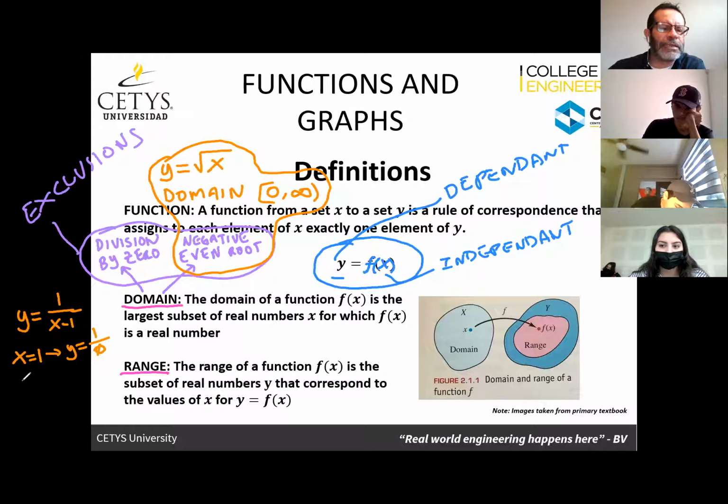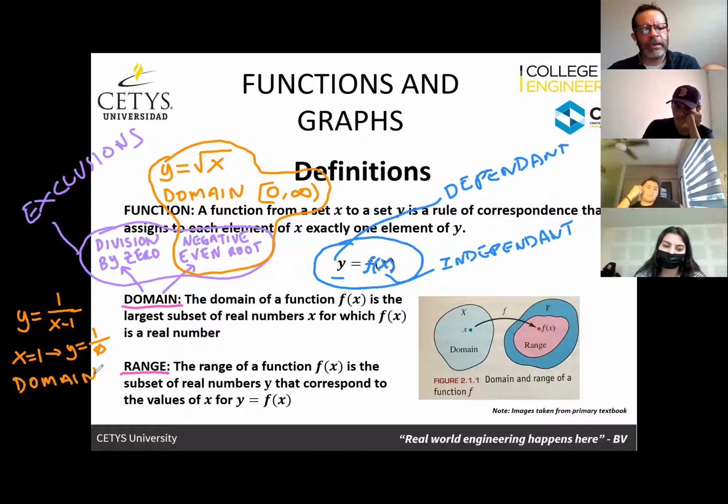Well, if I say that it goes from 1 to infinite, I'm excluding the negative numbers, right? But Fernanda, can x be a negative number there? Yes. So what is the only number that I can't put in that function? 1. So the domain is all of the numbers that exist except 1. Okay, how would we write that, Fernanda?